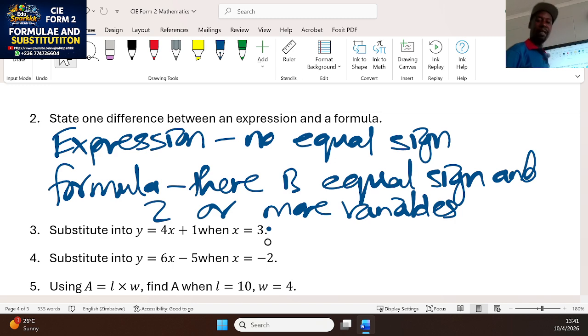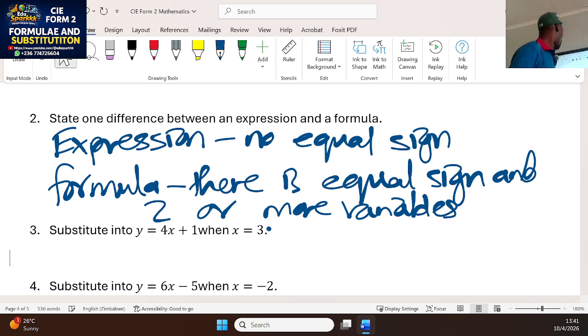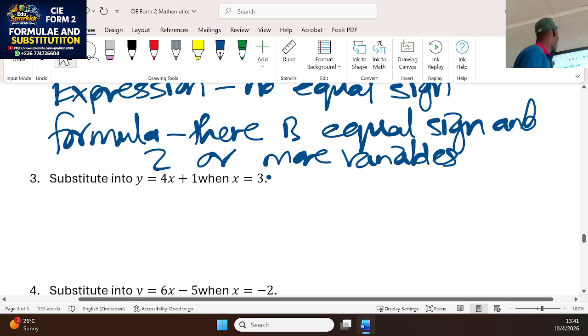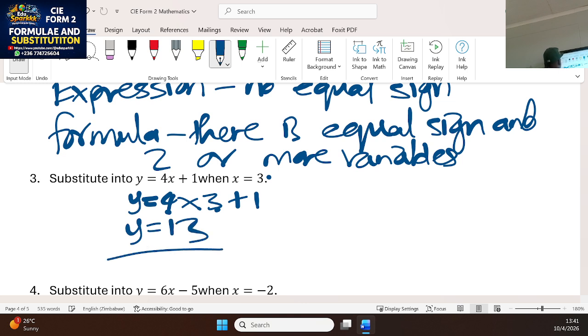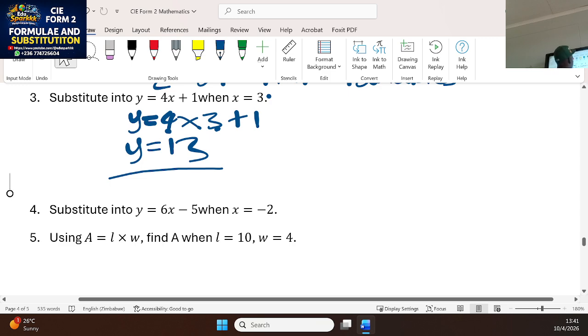Then we are interested in substitution this time around. We are required to substitute in the equation y equal to 4x plus 1 when x is 3. Rewriting it, y equal to 4 multiplied by whichever value x takes, because it's positive, it's just 4 times 3 plus 1. So our y is 4 times 3 gives us 12 plus 1. So y will be 13 if x is 3.